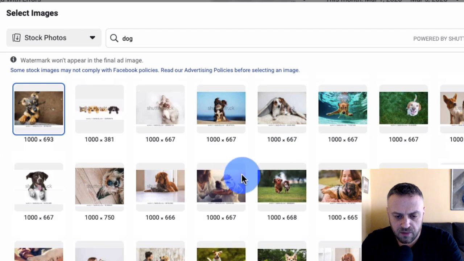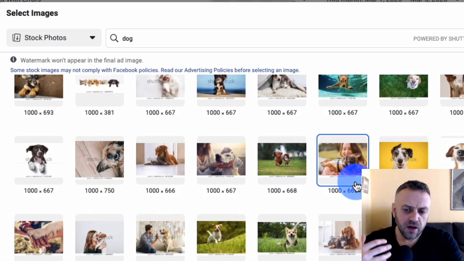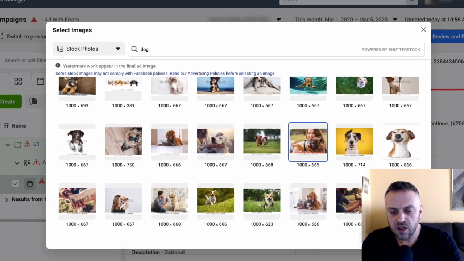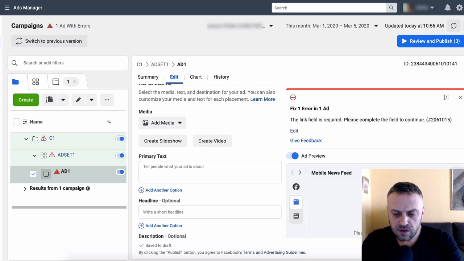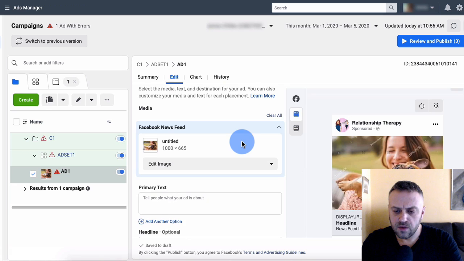I typically like images with people on it. So there's a girl and a dog. That looks like a cool one, because I have discovered that ad images with people on it typically convert a little bit better, but that depends on the niche. So we're going to pick this image. We're going to click on continue. And now we have an image that shows up here, okay?